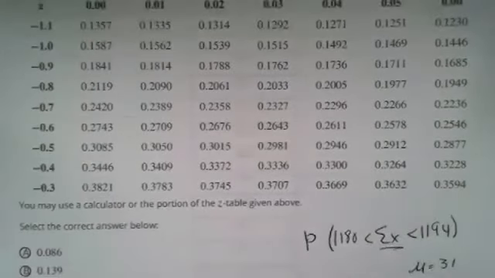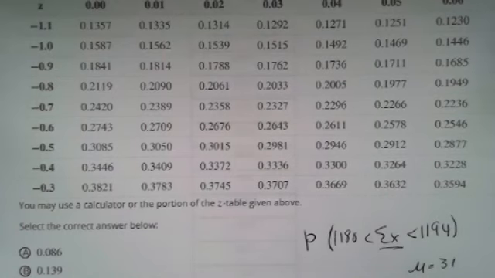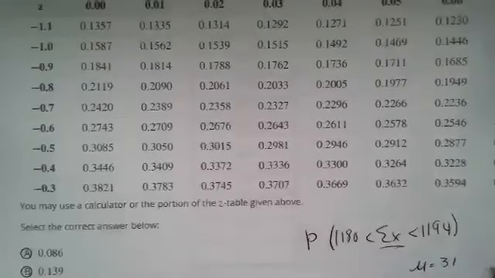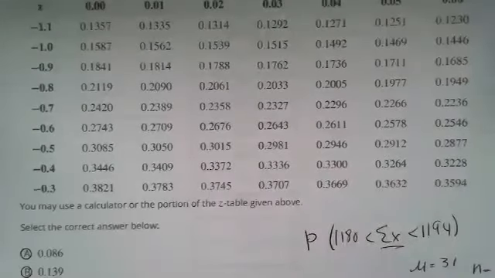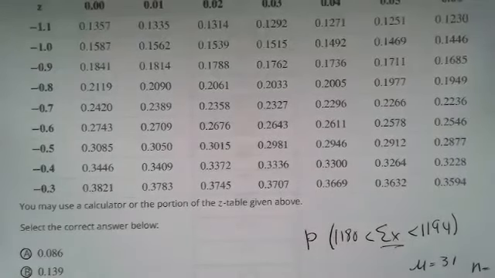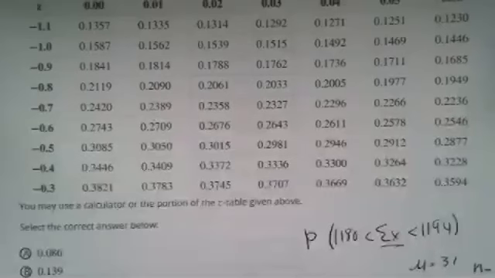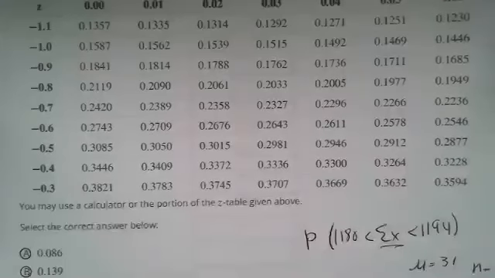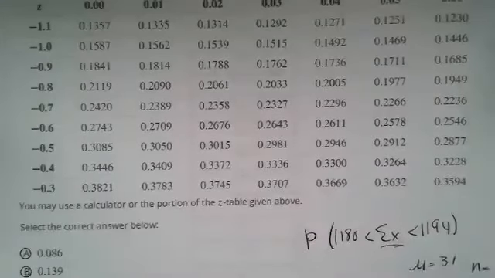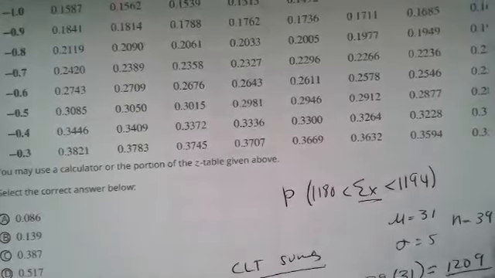Using CLT for sums, the mean is equal to the mean of the original distribution times the number of samples. So N is 39, so that's 39 times 31. This is for the sums, so that's going to be 1209. And then you have the standard deviation. That's where the square root comes in. The standard deviation for the sums is the square root of N times the original, so that's square root of 39 times 5, which is 31.225.